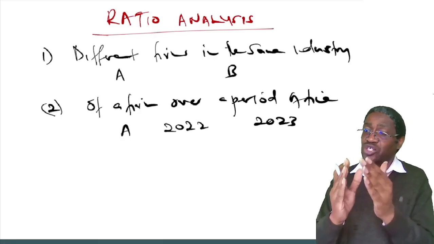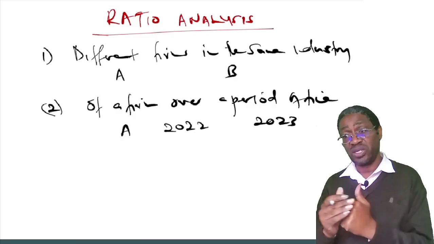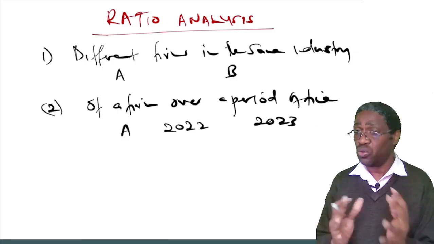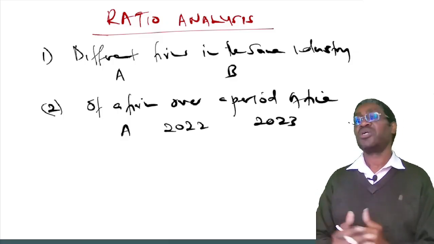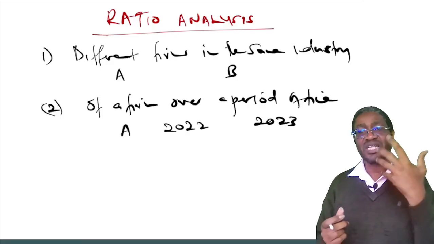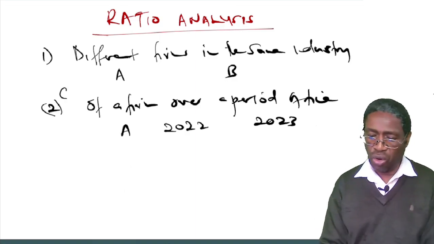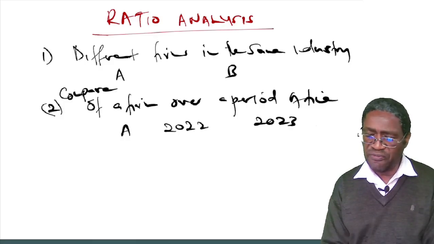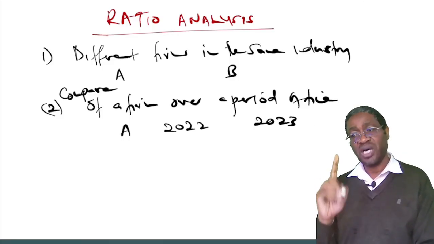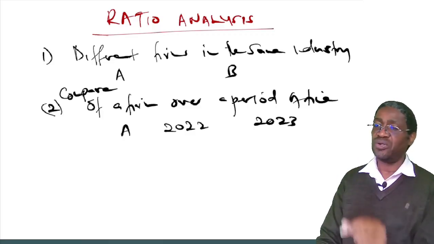So from the financials of 2022, you calculate some ratios. From the financials of 2023, you calculate some ratios. And from the two sets of ratios, you will conclude in which year you did better as a company. So that's another use of ratios: to compare the performance of different firms, and to compare the performance of a firm over a period of time.